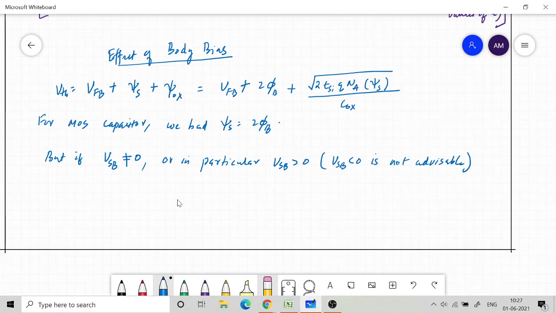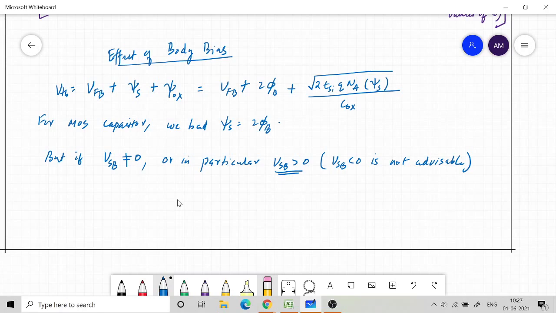S is N plus, so the N plus voltage becomes smaller than the P region voltage. It is going to forward bias the diode, which is not good. So all we can apply is VSB positive. So what is going to be the effect of that?